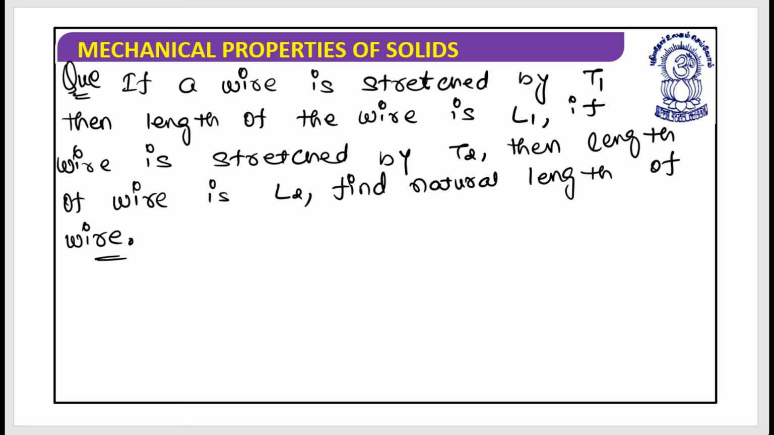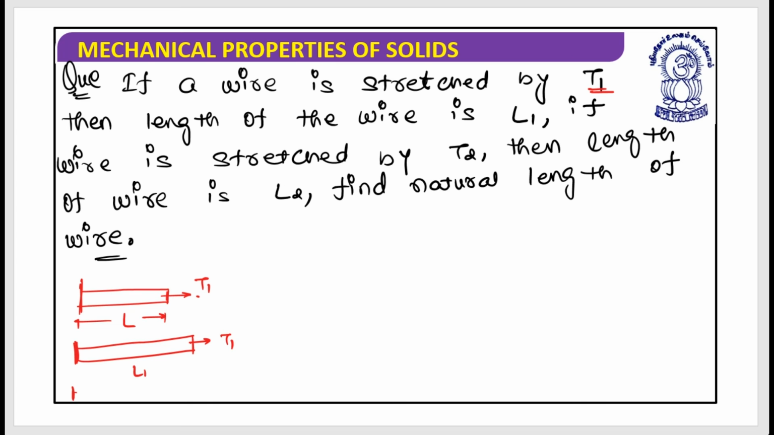Have you read it? They said that if a wire is being stretched, let's suppose this may be the situation. This was the natural length of the wire, let's call it L. If I stretch it by a certain force T1, the wire should look something like this. This is the case of T1, and this is the length L1. When it is stretched by some other force T2, it would have the length L2. This was the natural length. I hope this is clear.